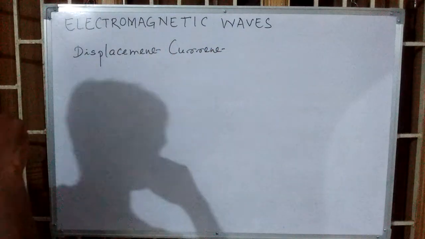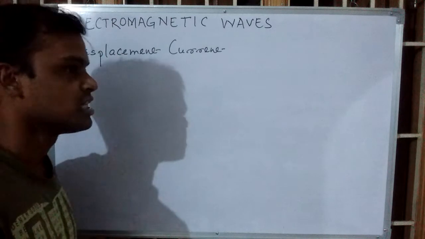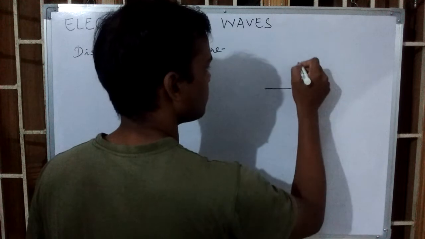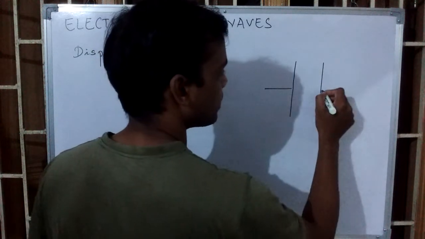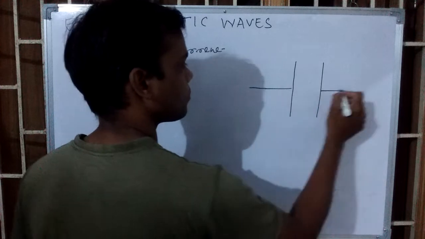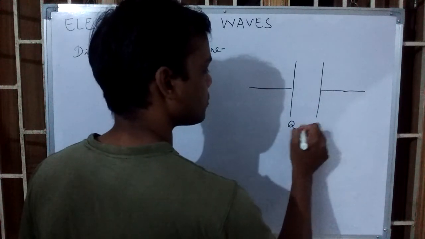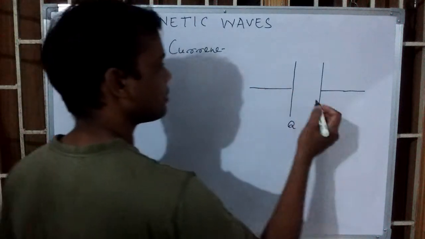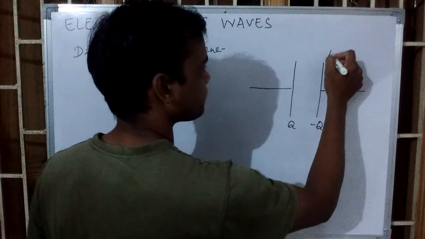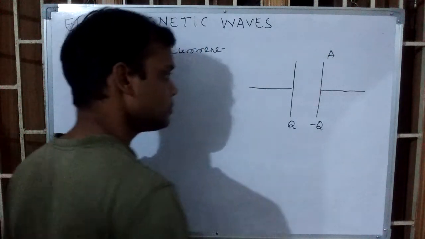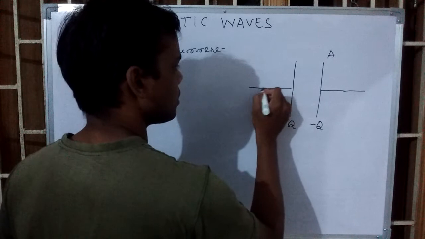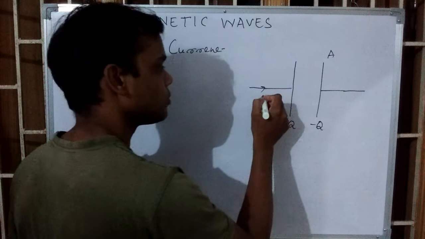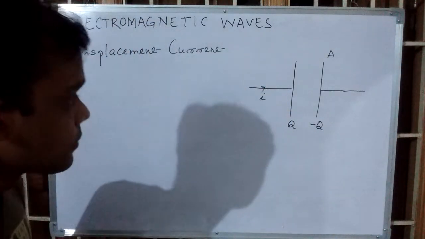We shall now understand how a changing electric field produces a magnetic field. Suppose a parallel plate capacitor is there. Each plate contains a charge of plus q and minus q respectively, and the area of each plate is A. Now suppose the capacitor is being charged. If it is being charged, that means some current is flowing through it. Let this current be I.